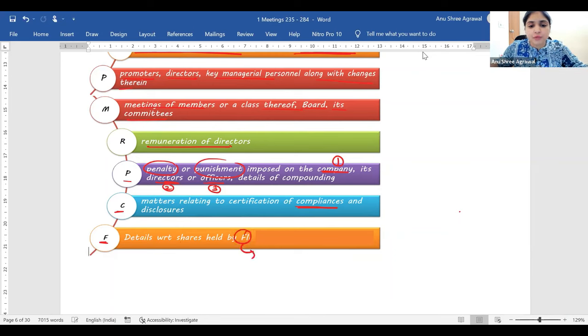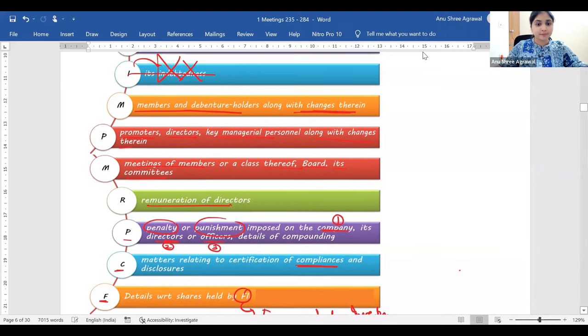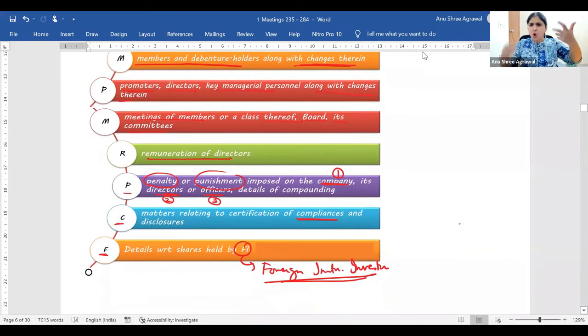Who is FII? Foreign Institutional Investor. If any of our shares are held by FII, details about that. So come on, MRPCFM, all about meetings, members meetings, board meetings, committee meetings.